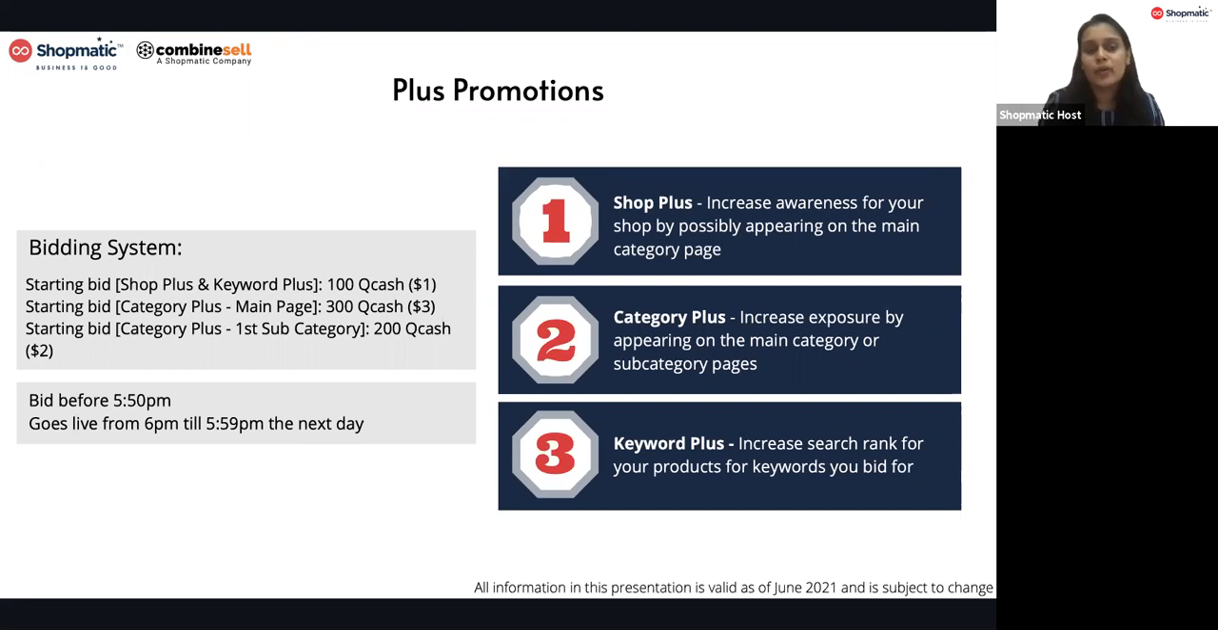So the starting bid will differ based on which one you choose to go for. So for example, Shop Plus and Keyword Plus start at 100 Q cash, whereas Category Plus for the main page starts at 300 Q cash. And one thing to note is that you should bid before 5:50 p.m. and the plus promotion will go live from 6 p.m. until 5:59 p.m. the next day.